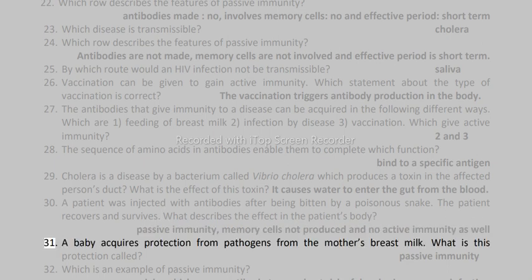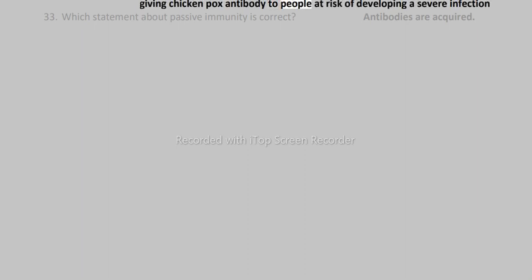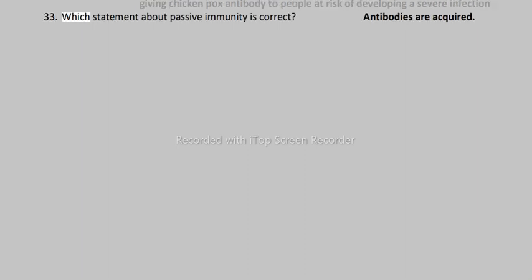31. A baby acquires protection from pathogens from the mother's breast milk. What is this protection called? Passive immunity. 32. Which is an example of passive immunity? Giving chickenpox antibody to people at risk of developing a severe infection. 33. Which statement about passive immunity is correct? Antibodies are acquired.